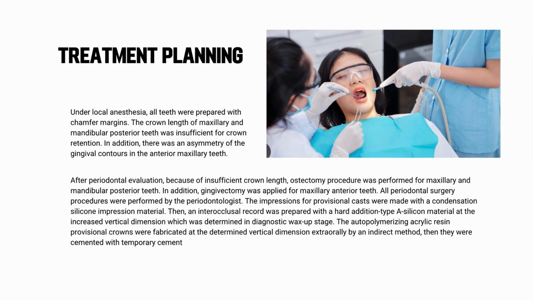The impressions for the provisional cast were made with a condensation silicone impression material. Then, an interocclusal record was prepared with a hard adhesion type A silicone material at the increased vertical dimension, which was determined in the diagnostic wax-up stage. The autopolymerizing acrylic resin provisional crowns were fabricated at the determined vertical dimension extraorally by an indirect method. Then, they were cemented with temporary cement.